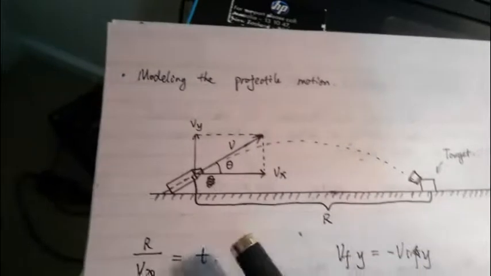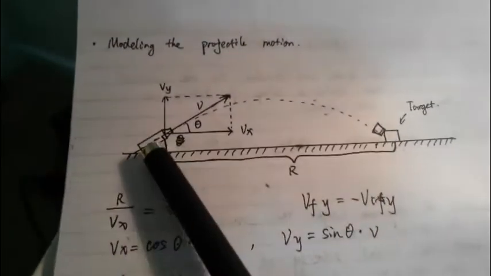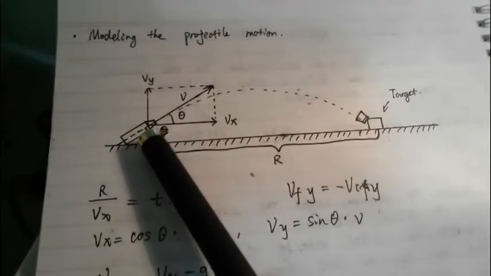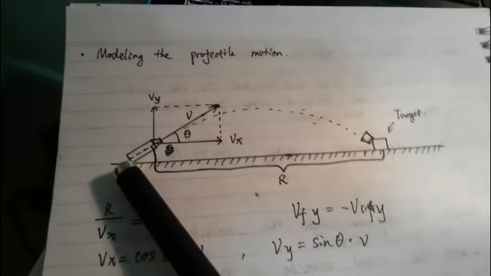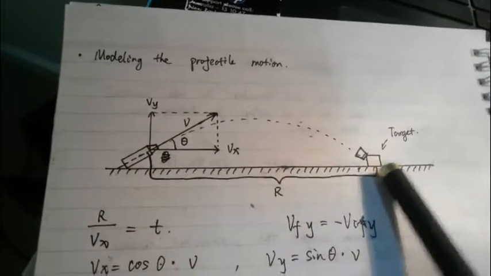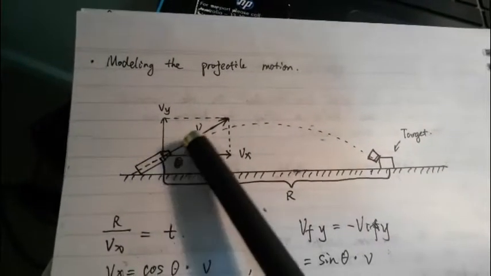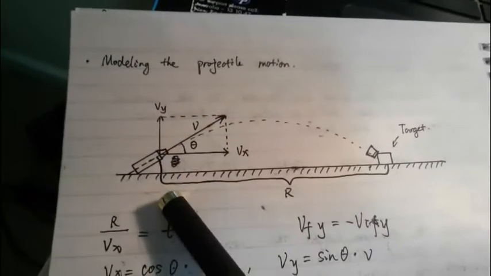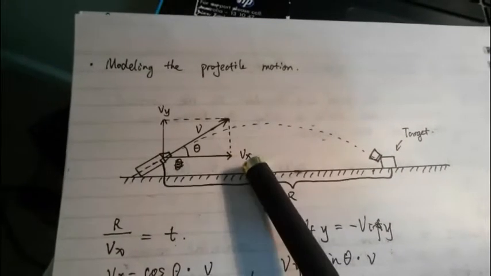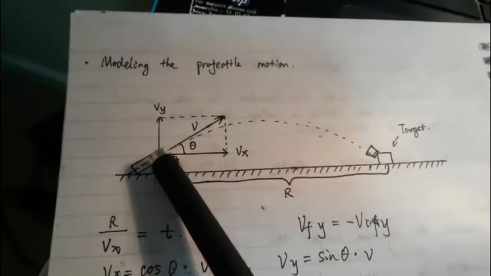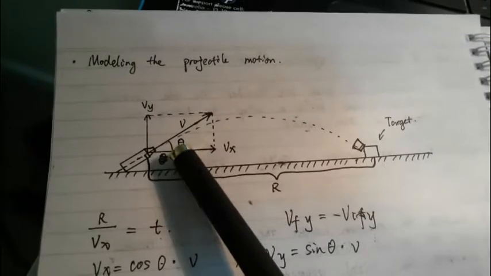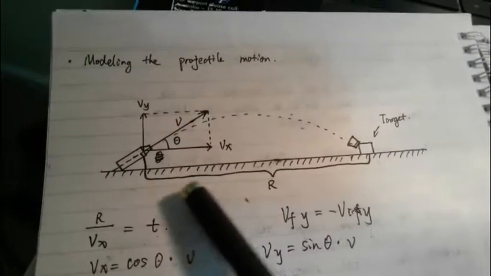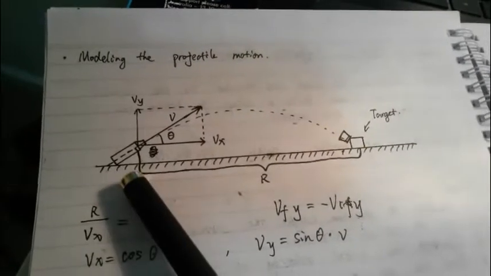We are going to model the projectile motion. This is the angle. We put the launcher here on the floor, and we are going to hit the target on the floor as well. So the cannonball has an initial velocity, which is V here, and we separate it into the horizontal component Vx and the vertical component Vy, with angle theta here. And the distance between the target and the launcher is r.